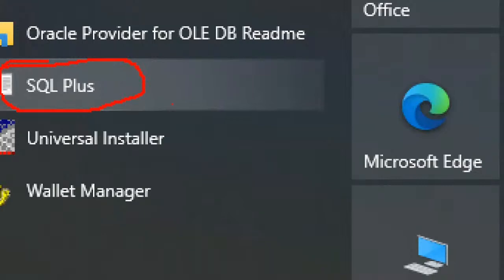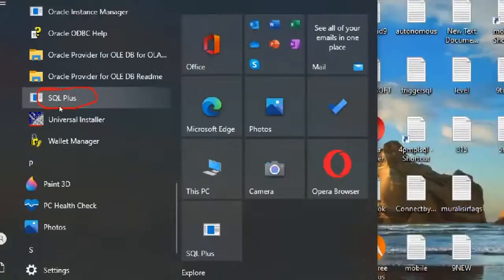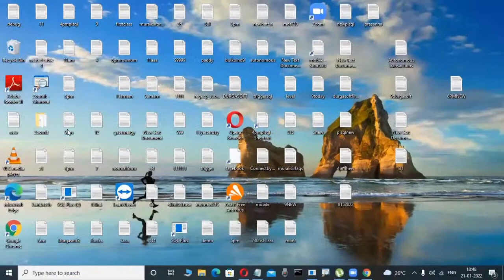Again, SQL Navigator is a tool. Toad is a tool. Those are all explicit GUI tools. But this is SQL Plus, you are not required to load it. Once we load the Oracle software, the SQL Plus tool is available automatically.